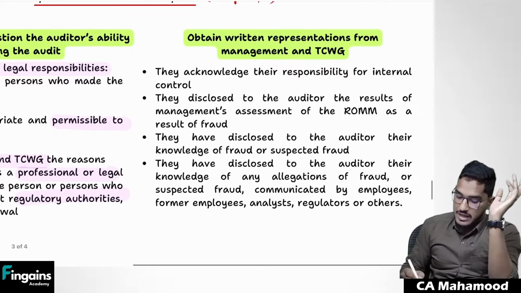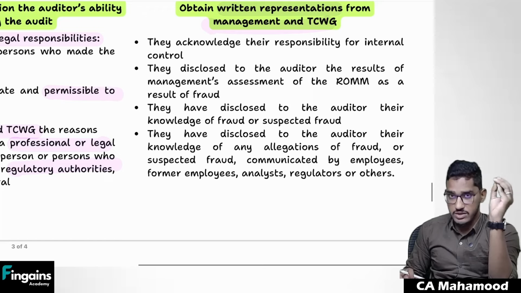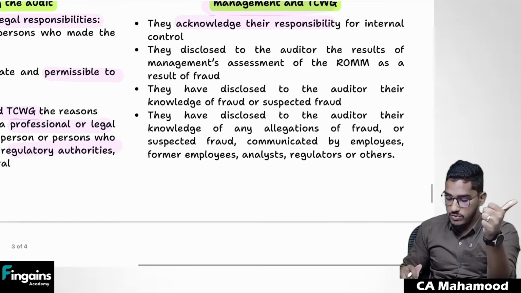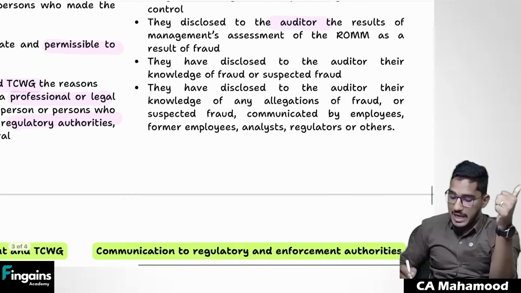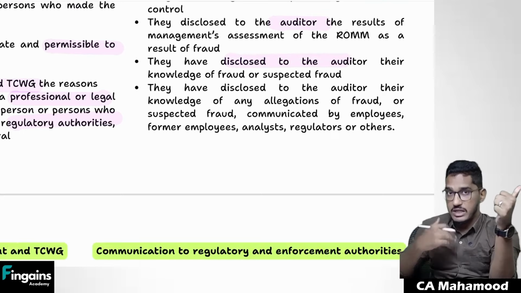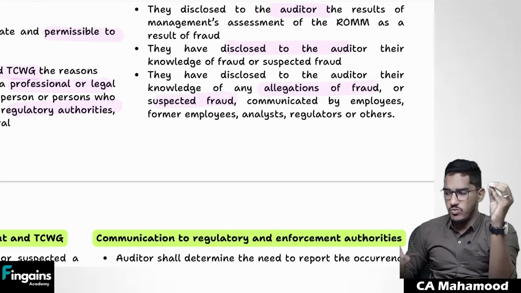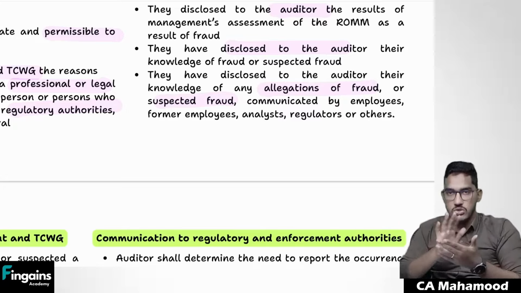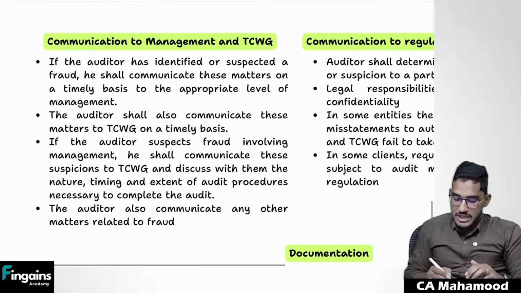And also you should obtain written representation from the management and those charged with governance. You have to obtain written agreement from the management and those charged with governance regarding which matter, sir? Regarding that they accept their responsibility for implementing internal control, and they have disclosed to the auditor all the risks of material misstatement which they have come to know about. And they have also disclosed to the auditor if they have come across any fraud, and they have disclosed to the auditor their knowledge of any allegations of fraud or suspected fraud by employees, etc. Basically, whatever management has got to know about the fraud, everything they have communicated to the auditor. That written confirmation you get from them. Clear?